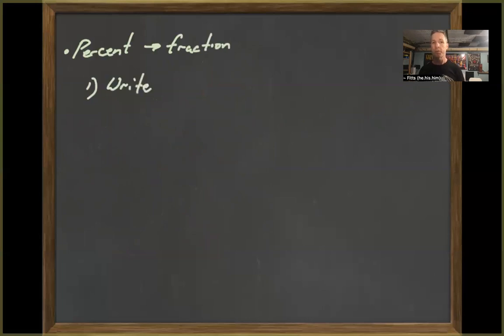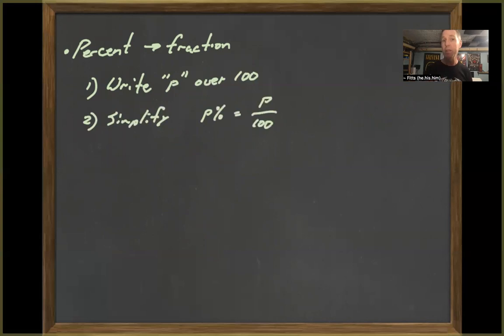So first one, percent to a fraction. What you're going to do is take that P number, whatever the number is next to the percent symbol. There's our percent symbol. P over 100. So you're just going to drop this little symbol, and then it's just P divided by 100, and then you can simplify it. I'm going to show you how to do that in the graphing calculator too. Super easy.